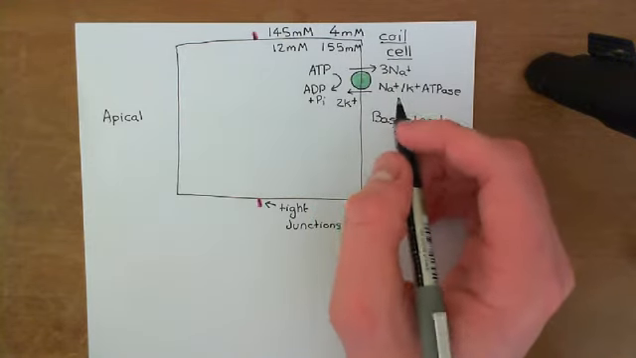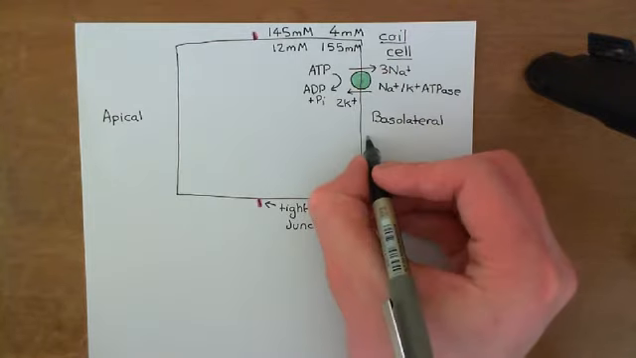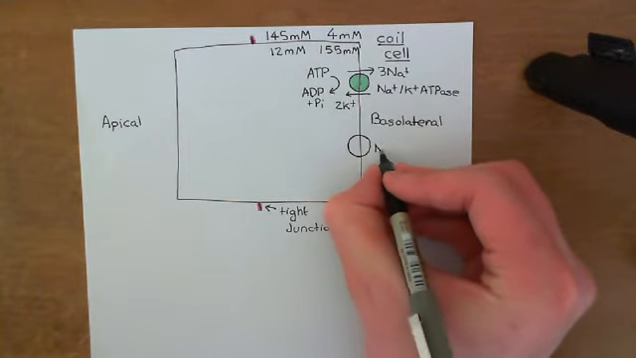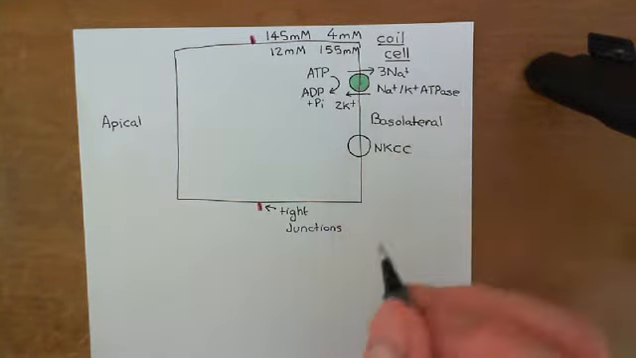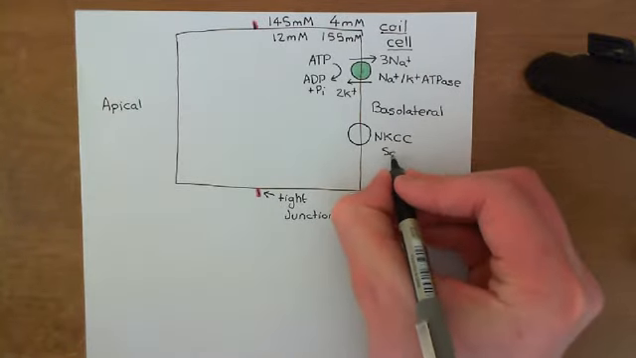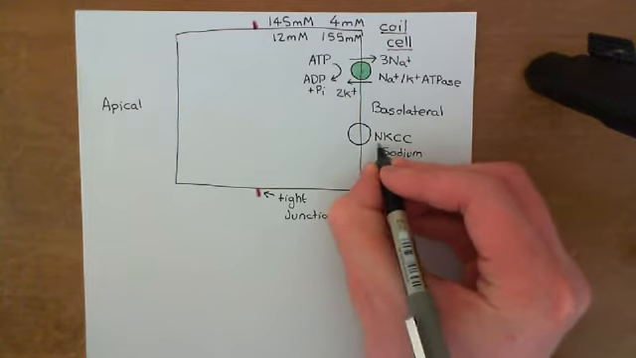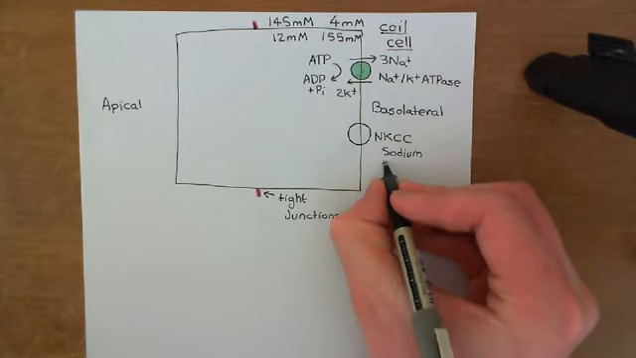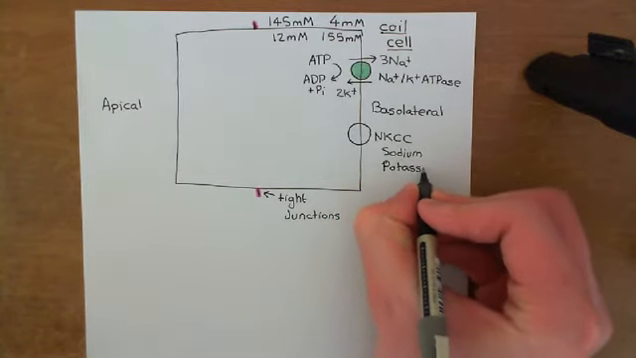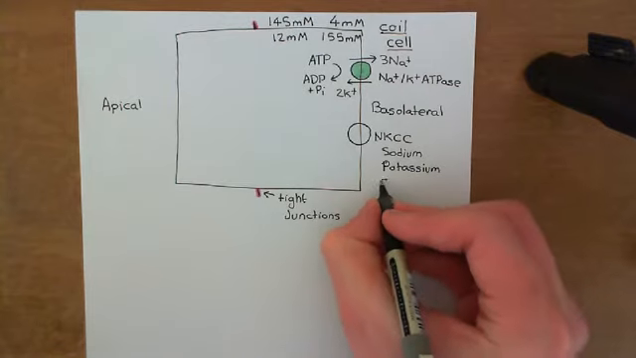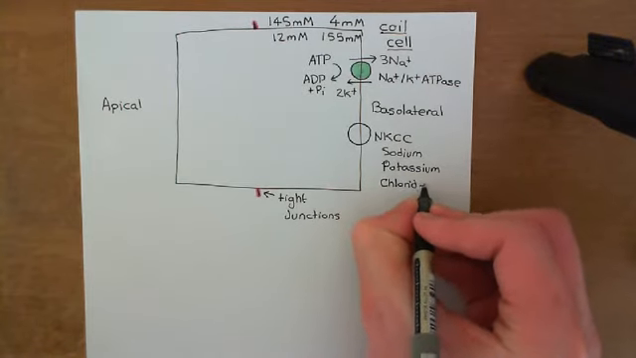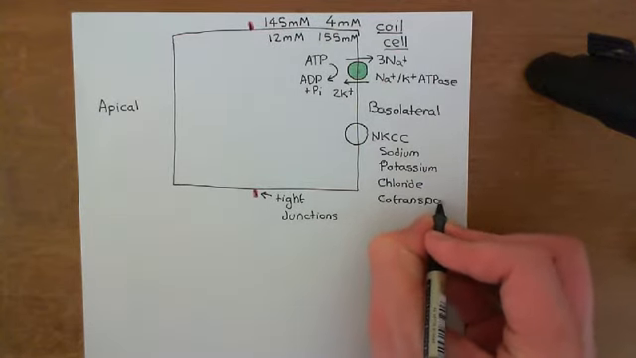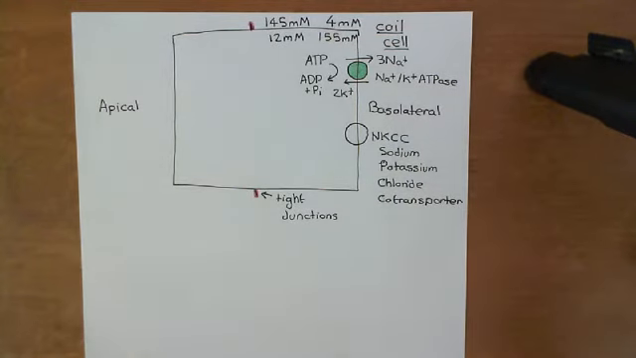What then is going to happen is you're going to have another protein on this basolateral membrane here, and this other protein is what's known as the NKCC. Now what does this stand for? This stands for sodium, that's what the N is. Remember, the periodic table symbol for sodium is Na, so it's using the periodic table symbol there, N. Then potassium, that's the K, again using the periodic table symbol. Then the C is for chloride, and then the final C is for co-transporter. So that's what the NKCC stands for. It's the sodium potassium chloride co-transporter.